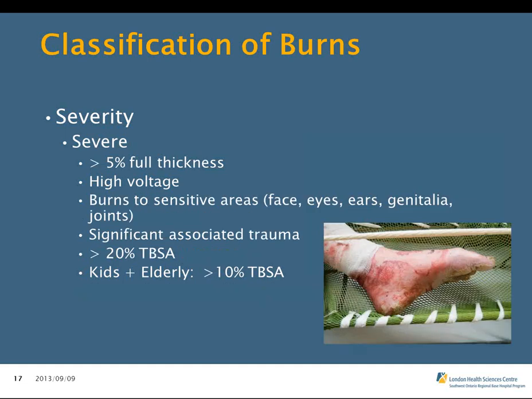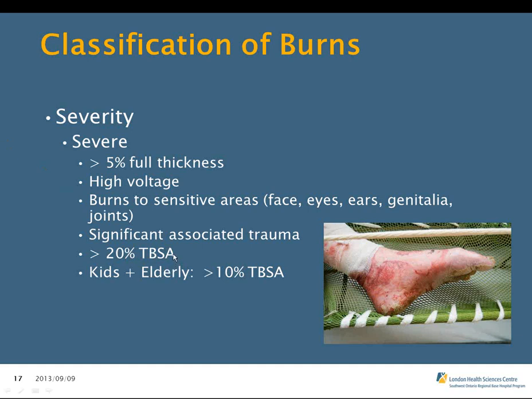And then when we get into the more severe burns, we're looking at greater than 5% of the burn area being full thickness. Again, high voltage burns are a problem here. Any burns to sensitive areas are important, to kind of make the exceptions to the rules of total body surface area involved. So any burns to the face, the eyes, the ears, the genitalia, or over any of the joints, we tend to take more seriously, as there can be other complications associated with those in the long run that we need to monitor for. And anything that's associated with significant trauma certainly increases the severity of that burn.